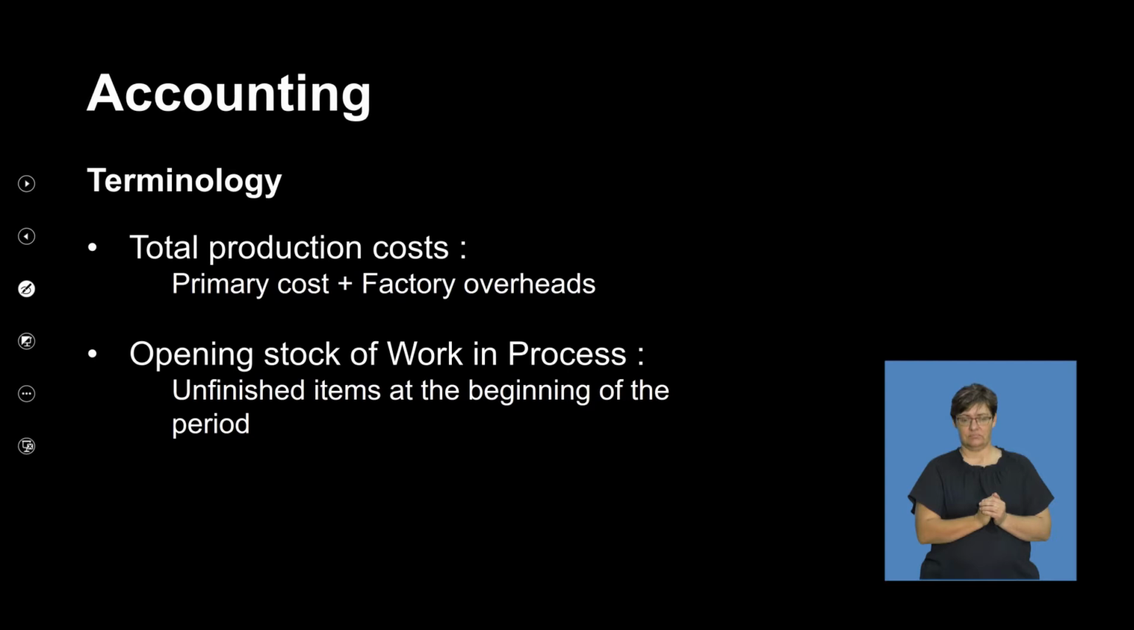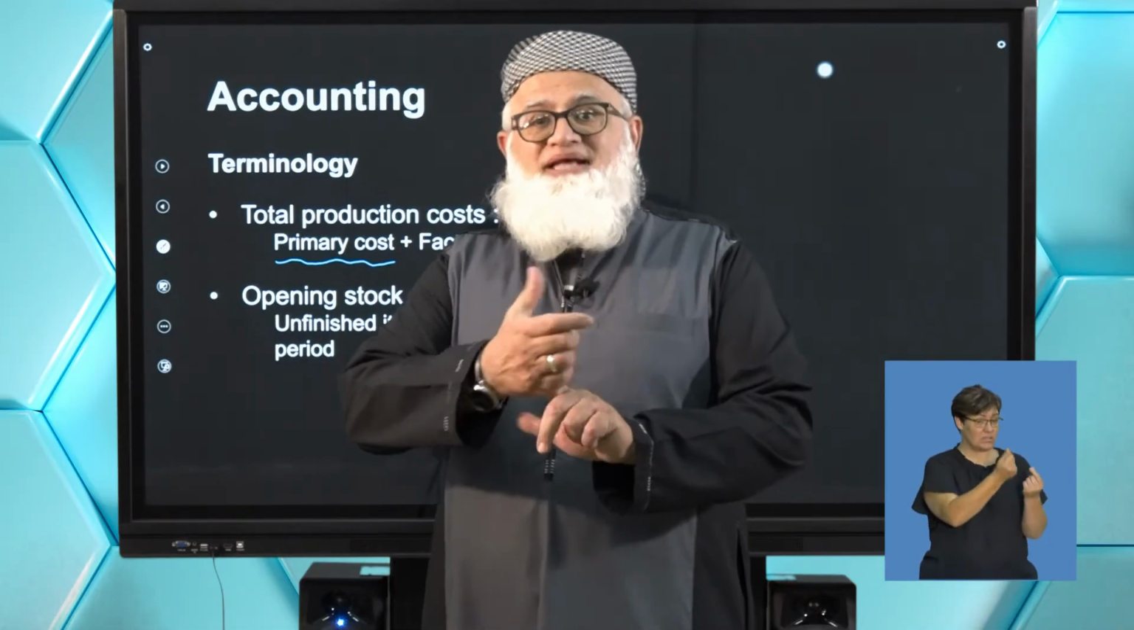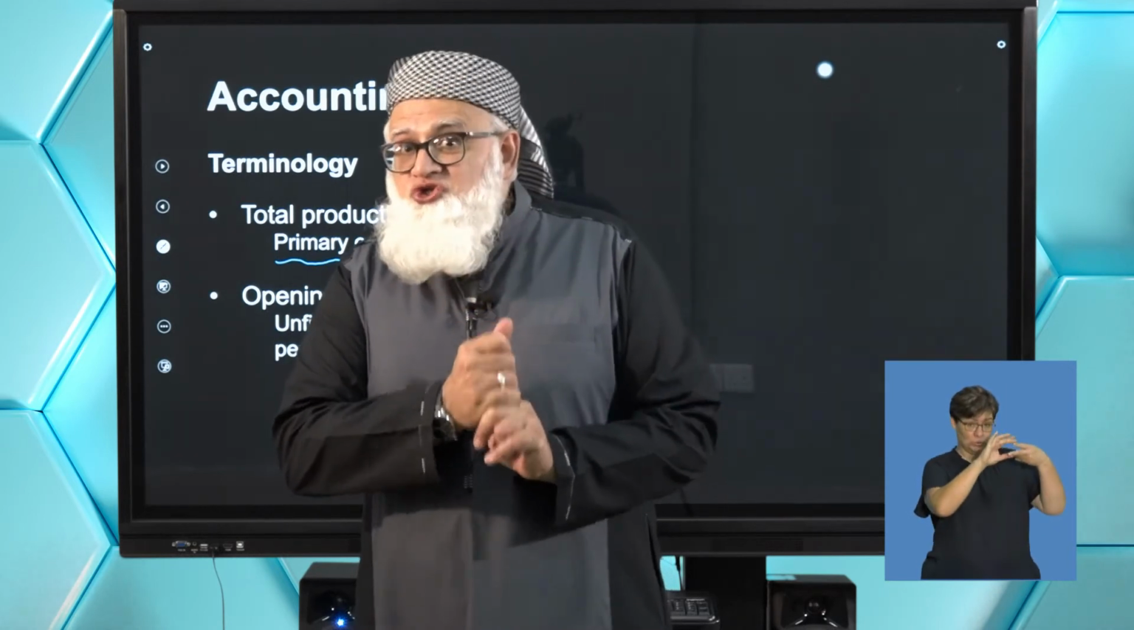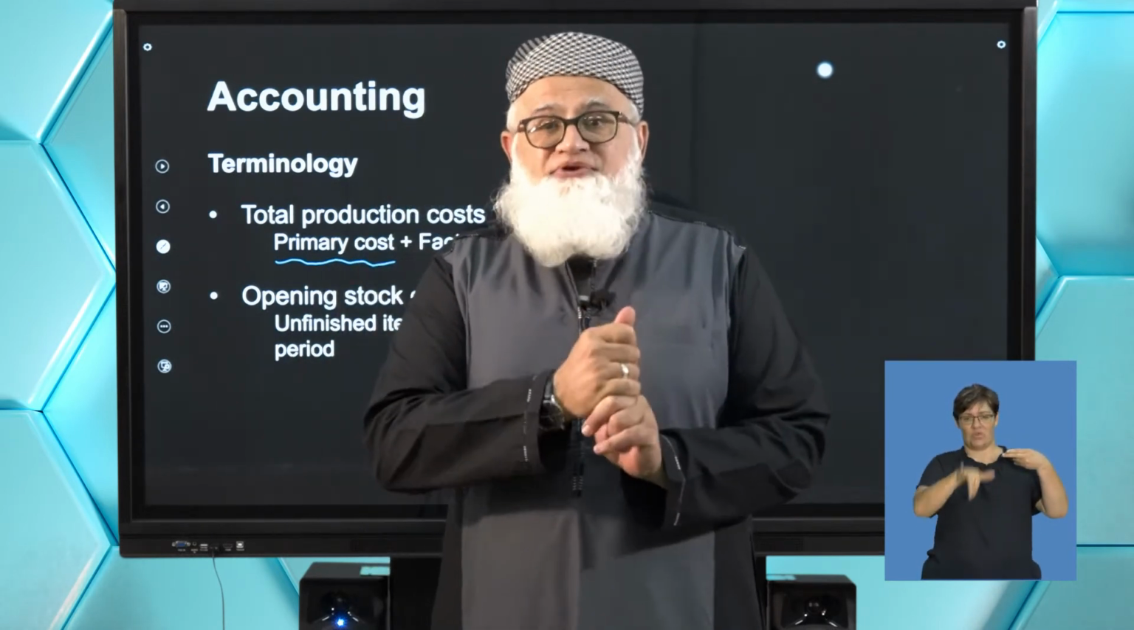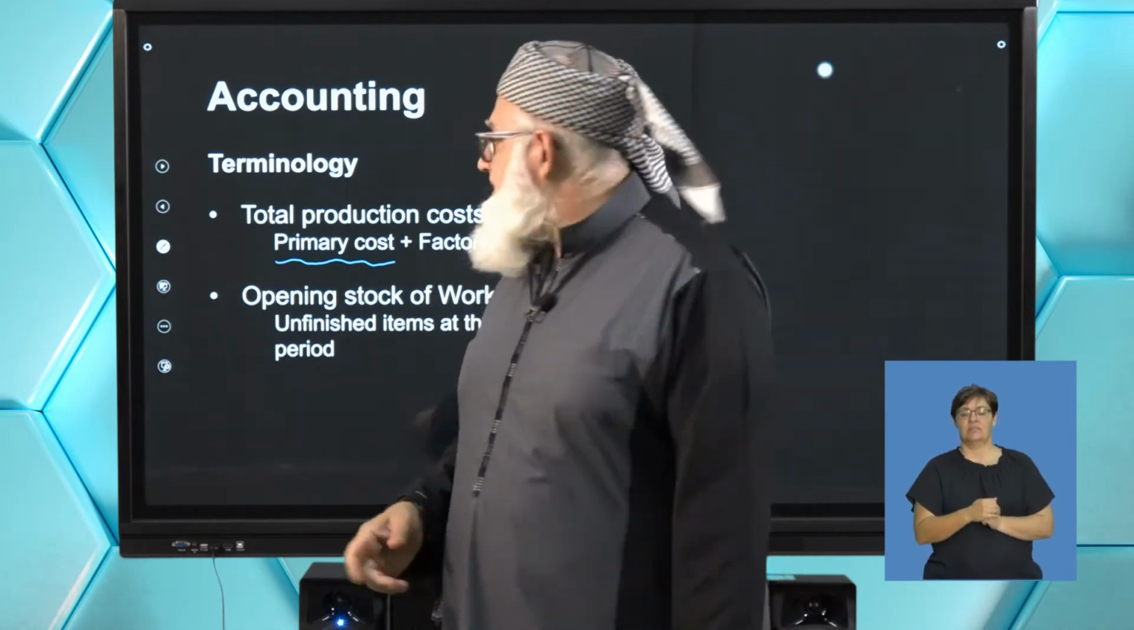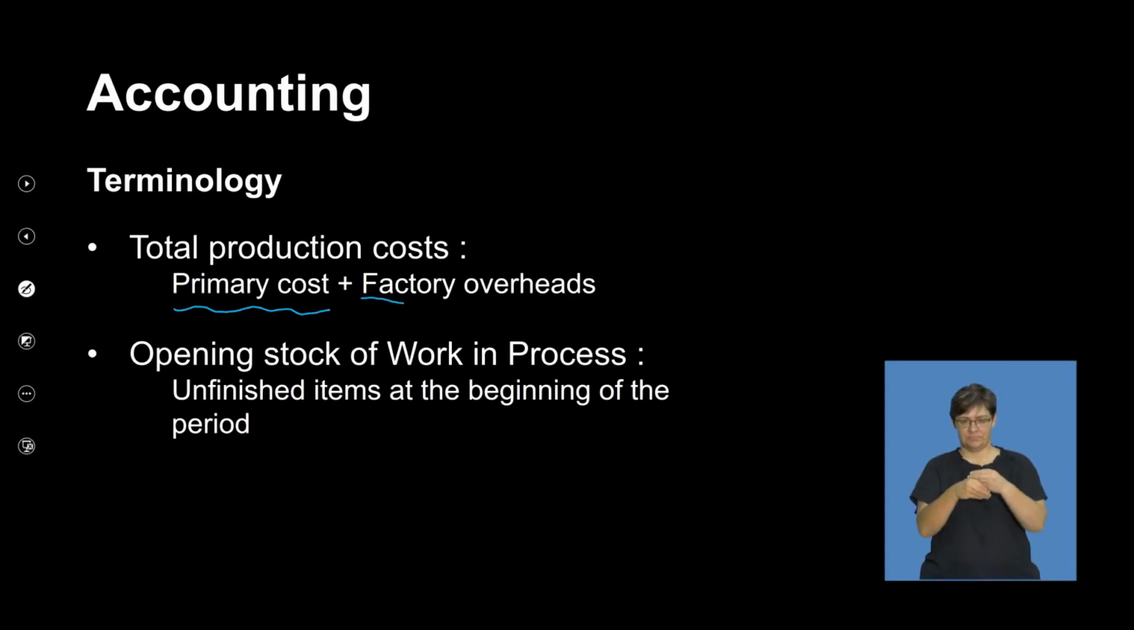So if you look at total cost of production, what are we looking at? It will be your primary cost. A new word. What do we mean by primary cost? By primary cost, we mean direct material plus direct labor. Those two costs together will give you your primary cost. Then obviously you add it to your factory overheads, and that will then give you your total cost of production.